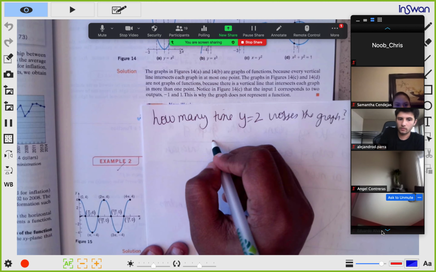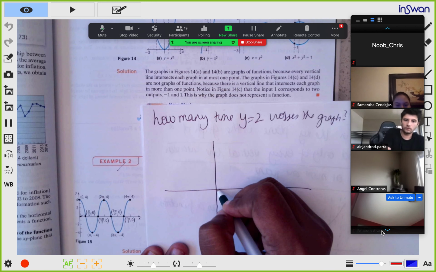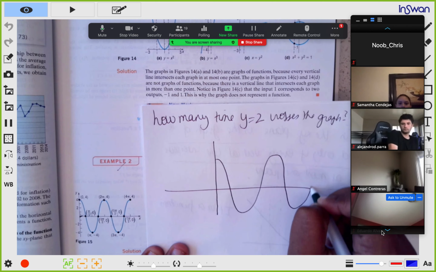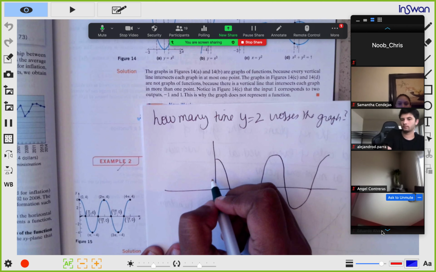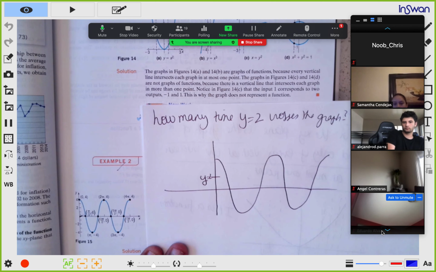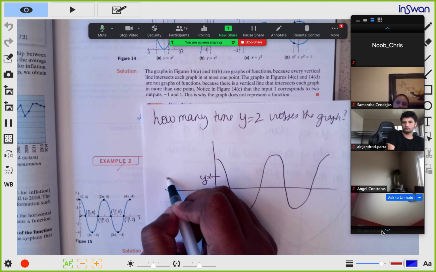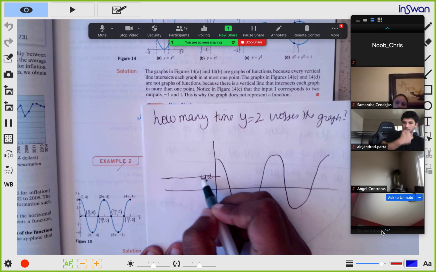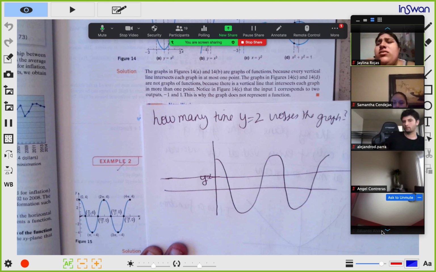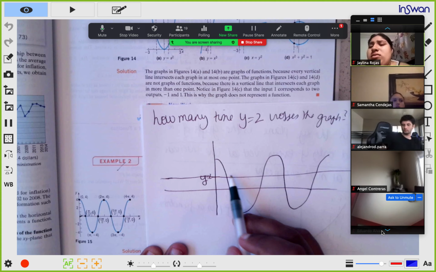4 times. See, my graph looks like this, right? And my y equals 2 is here. Let's draw a line here, y equals 2. I drew it here. How many times is it crossing? Yeah, 4 times. So the answer will be 4 times.